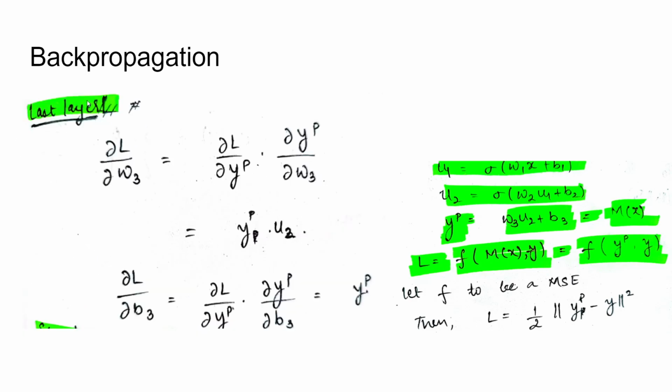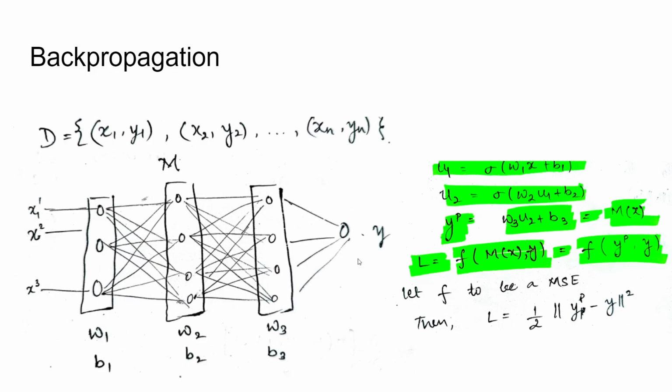So talking about the last layer, the loss function L is defined as 1 by 2 L2 norm of yp minus y, and this yp is defined as w3u2 plus b3. We will start from the last layer. We will first find the update for weight w3, followed by the update for b3, and we will use these equations to find the update for w2 and b2. Then we will use these equations to find the update for w1 and b1, and so on.